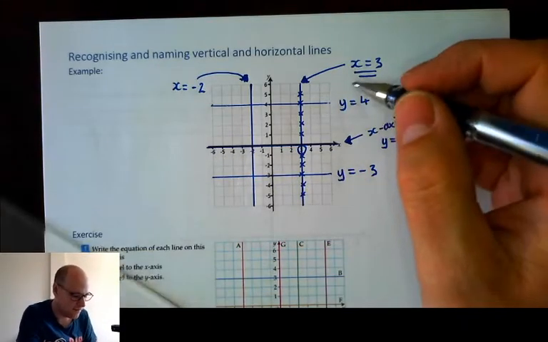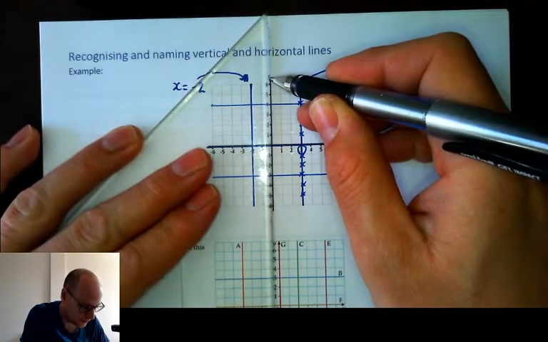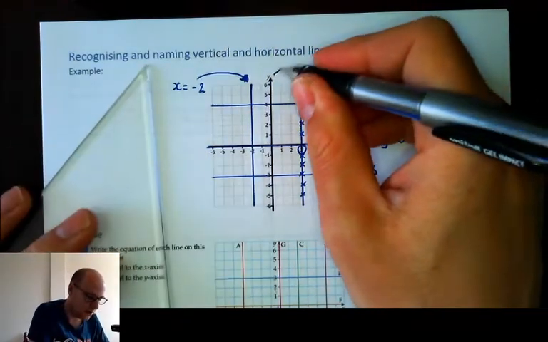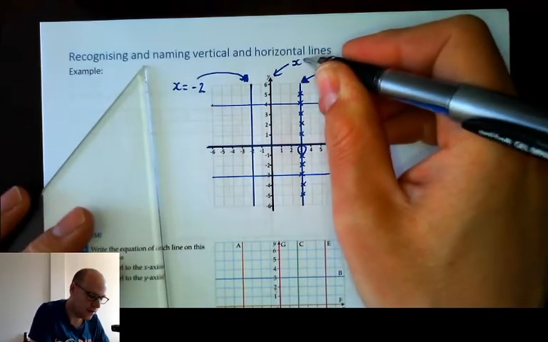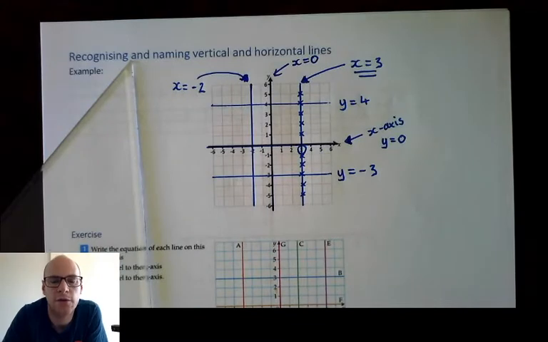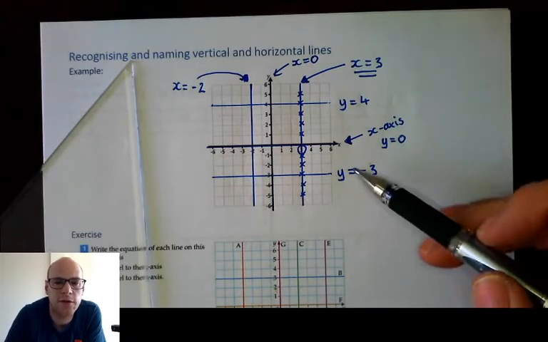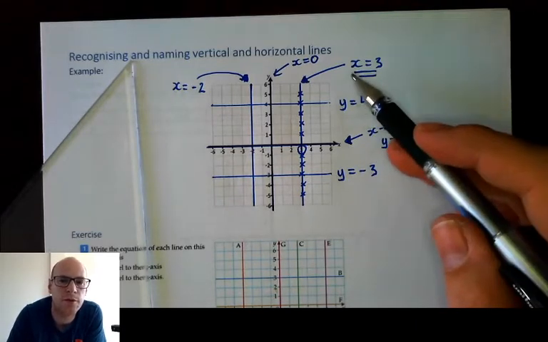And then similarly, this one here, we could call it the y-axis, but we could also call it the line x equals 0, because every single point on that has an x coordinate of 0. So that is how to label horizontal and vertical lines using this type of rule.